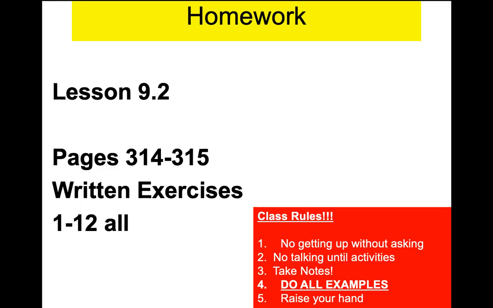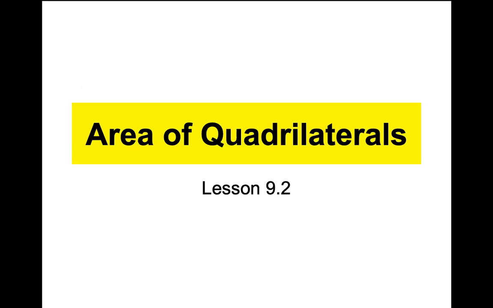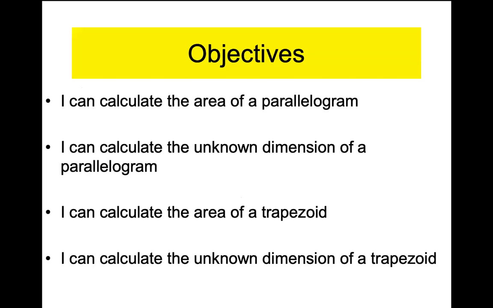Here we go. 1 through 12, all. They're pretty straight. It's 2 shapes, 2 different formulas today. I guess 4 if you count perimeter. We will talk about the formula for perimeter, but we're not going to write it down. Area of quadrilaterals.